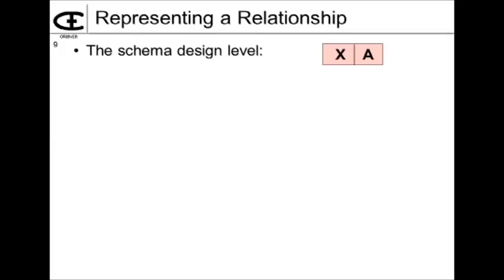Okay, if I have a binary relationship between X and A, this is how I represent it, right? I just put X and A together. Do I know anything else about that? All I know is that there's a relationship. Do I know anything about the nature of that relationship? I do not. Yet.